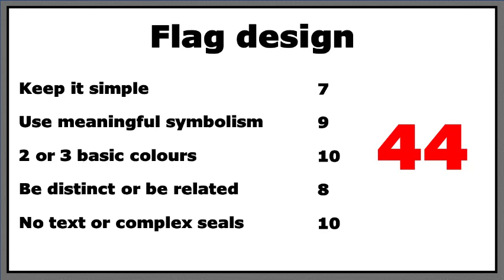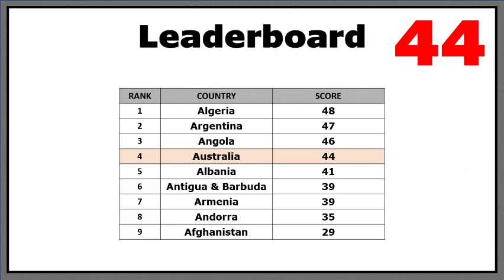It gets an 8 out of 10 for distinct or related. The flag does well as it clearly incorporates the British flag as a means of maintaining a closer connection to its past and to other Commonwealth nations. However, I cannot overlook the frequent cause of frustration for Australians, which happens when people confuse their flag with that of New Zealand. No text or seals involved. And therefore it gets a very respectable score of 44 out of 50, which puts it just shy of the podium positions so far.